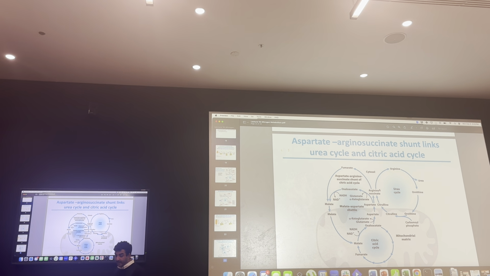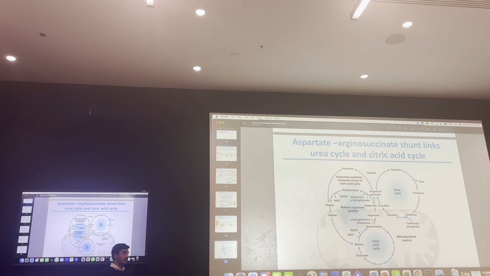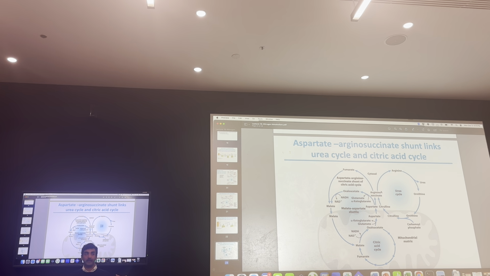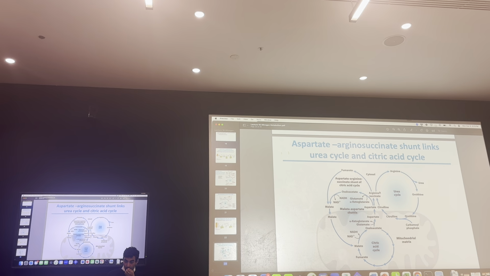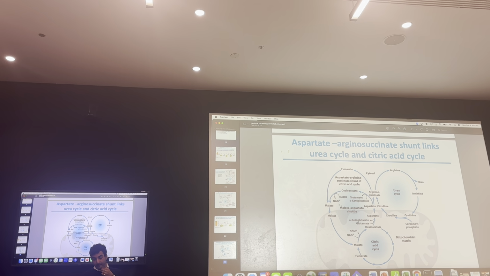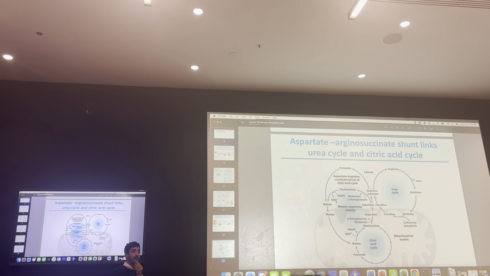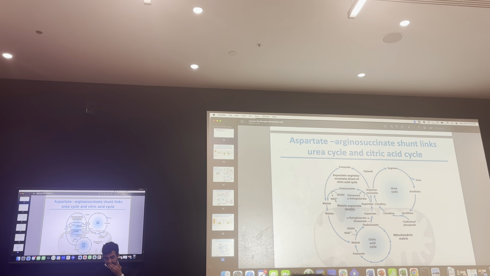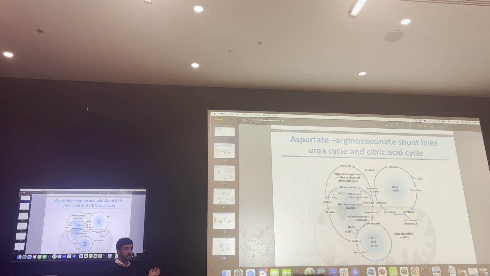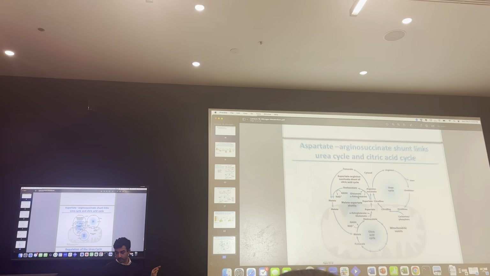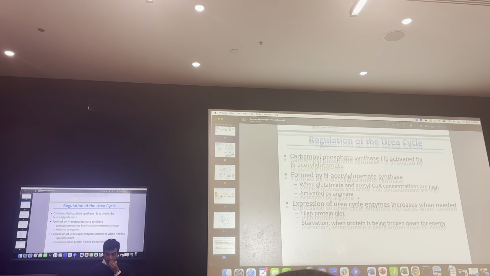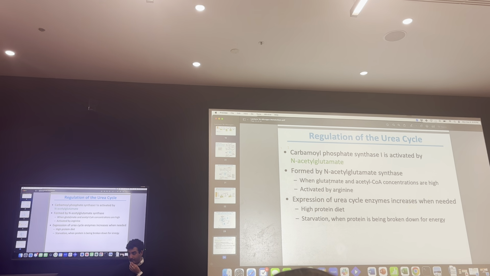That fumarate can then be converted back into malate and then shunted back into the mitochondria. So we're seeing ultimately two different fates of our aspartate, but both of them end with the conversion back into malate. This is otherwise known as the aspartate-malate shuttle. But we will get more into that shortly. Before we do, let's talk about the actual regulation of the urea cycle.